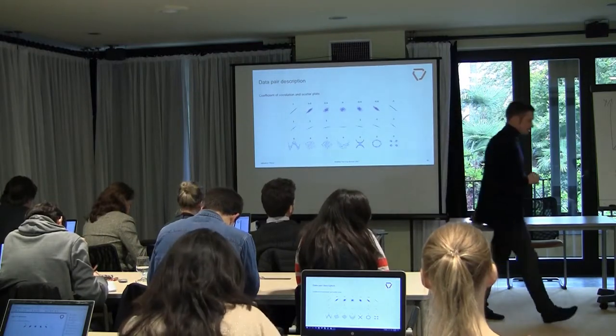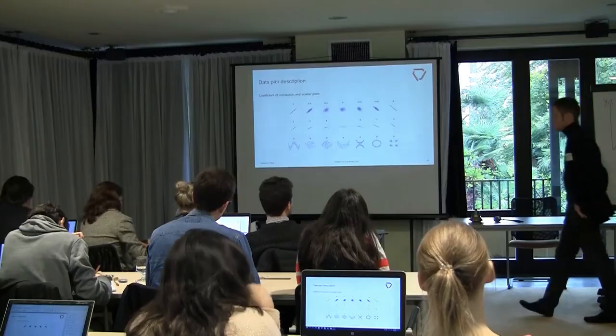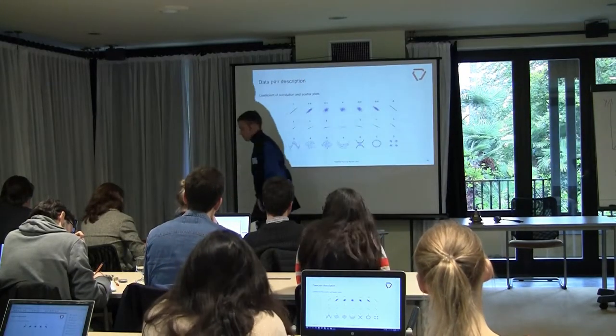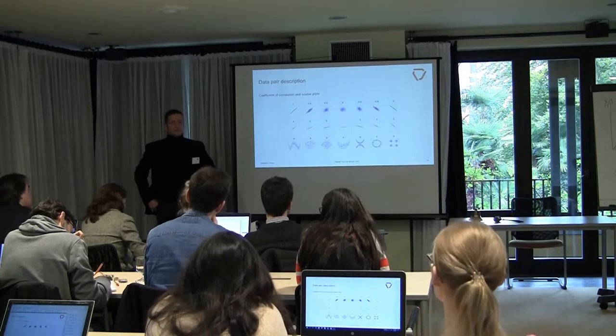And again, for the coefficient of correlation, we need a relevant example. What could that be? We have the mechanical models. Any ideas what else that could be?